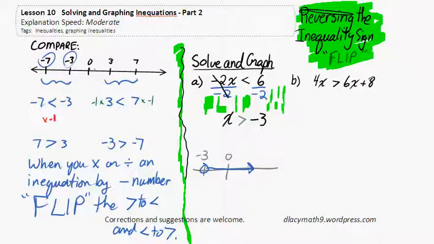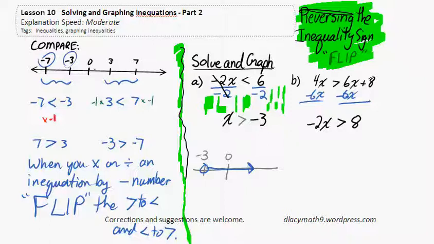4 times a number is greater than 6 times a number plus 8. Well, what I would do here normally, and I will do this time, is subtract 6x from both sides. And that will get me on the left, let's see, 4x minus 6x is -2x. And on the right, now no flipping here, I didn't divide, I subtracted. -2x is greater than 8.